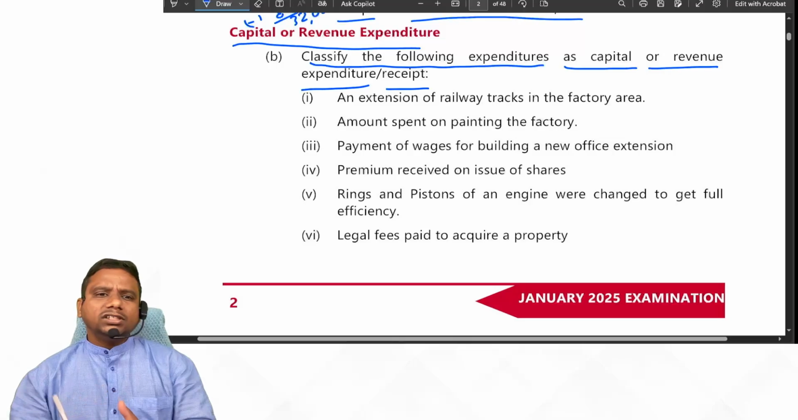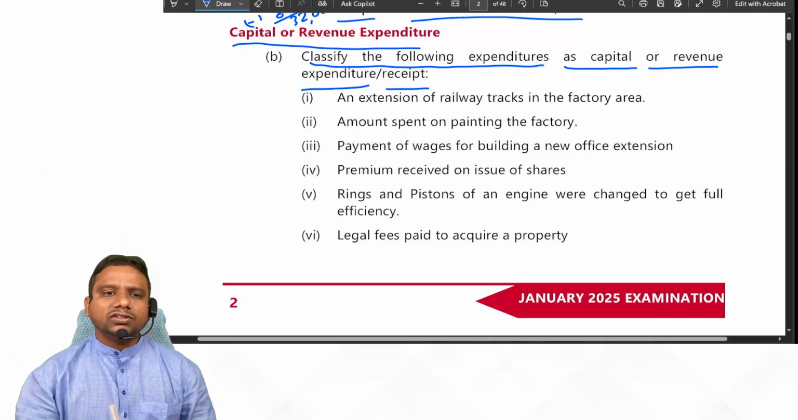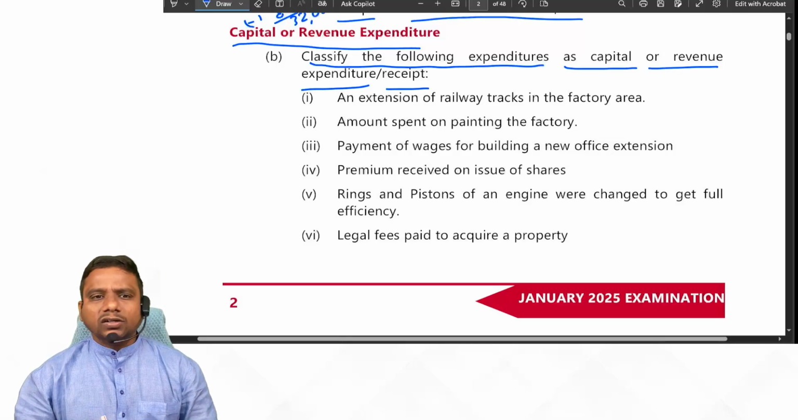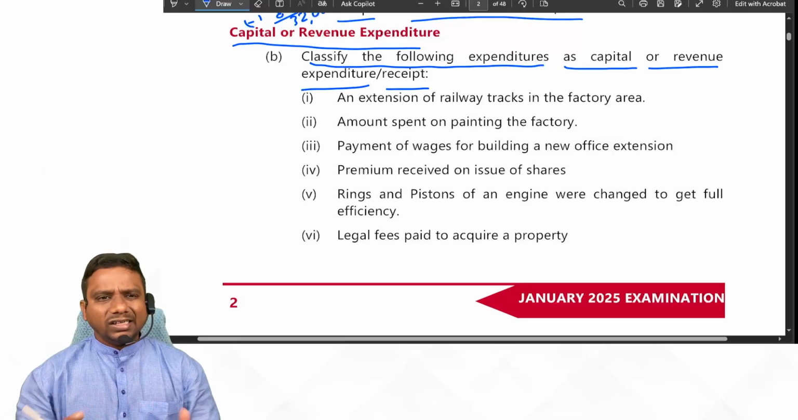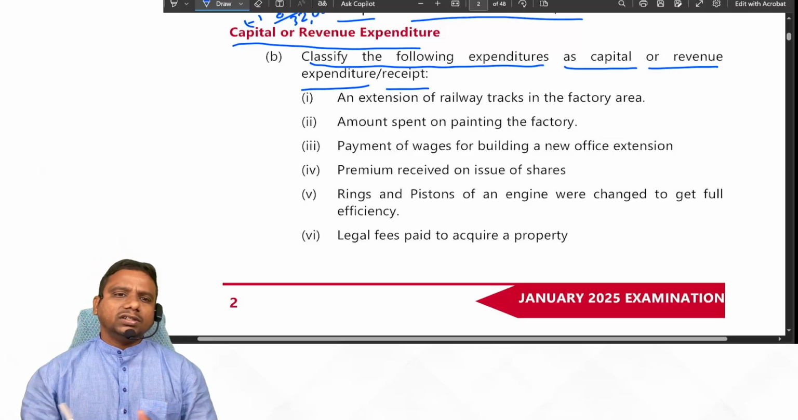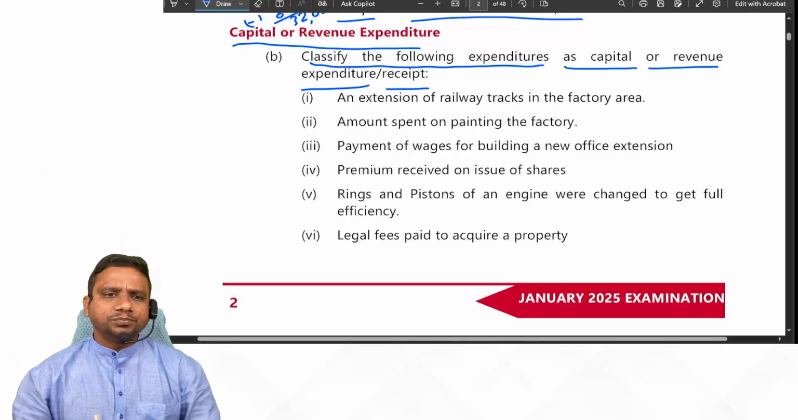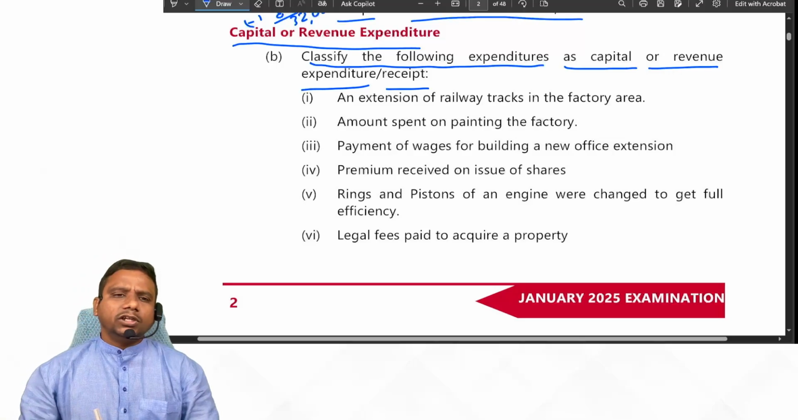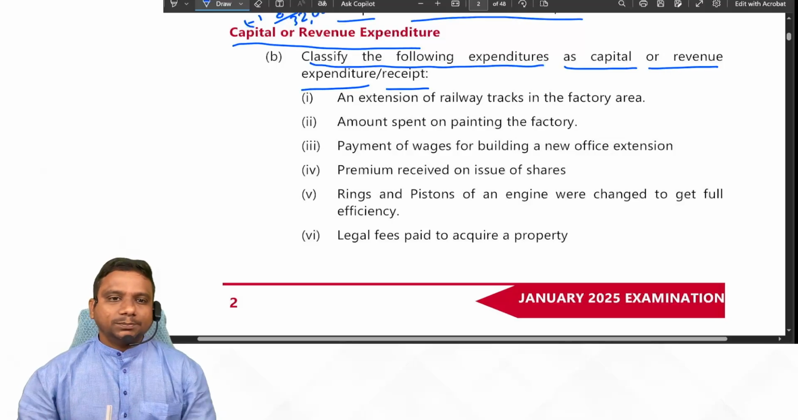Revenue receipt means any receipt received by the business frequently, normally sales or discount or interest. This is treated as revenue receipt. Whatever amount we receive occasionally, not frequently, is treated as capital receipt. For example, sale of asset. Generally we don't sell any asset. Yes or no? So whenever you sell any asset due to any condition, that amount is treated as capital receipt. Is it clear, students?